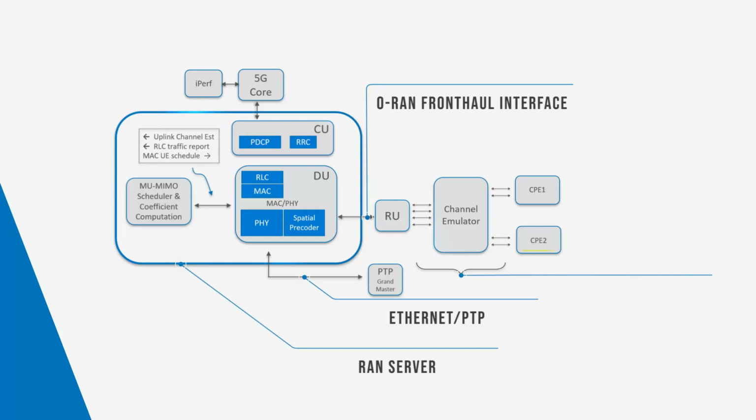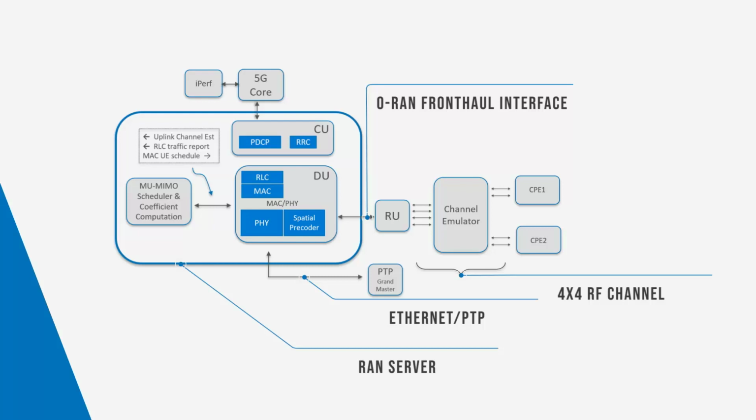The RAN server is configured for 5G NR standalone mode with a 20 MHz bandwidth, 256 QAM MCS22 and band N78. The channel emulator provides the 4x4 mobility channel between the 4T4R radio and the 2T2R CPEs. The CPEs, or consumer premises equipment, are a special type of user equipment, or UE, that are typically used to provide fixed access to the mobile network from a home or office.